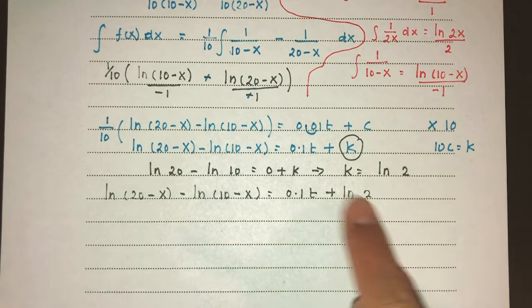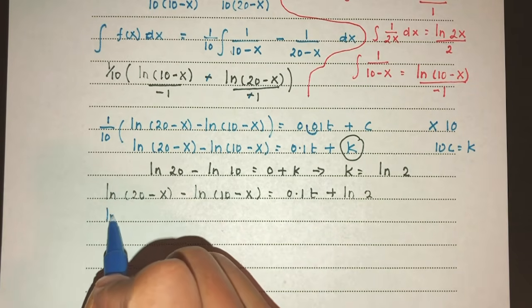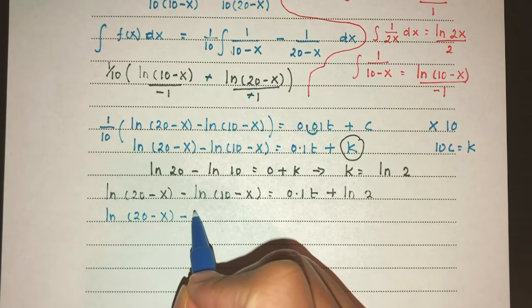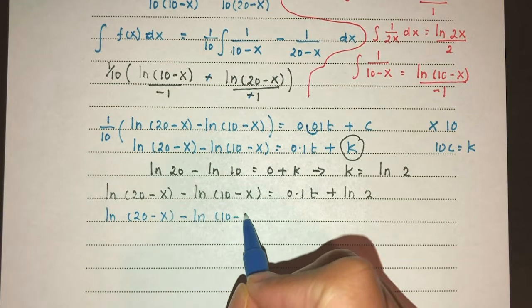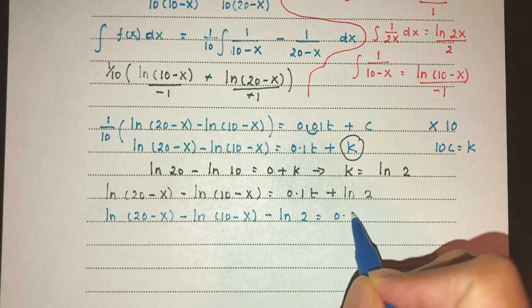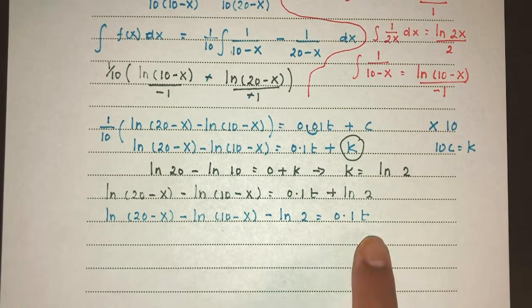So let's send every ln to one side. You will have ln of (20 minus x) minus ln of (10 minus x) minus ln of 2 is equal to 0.1t. So now to solve this, we have to know the properties of logarithm.